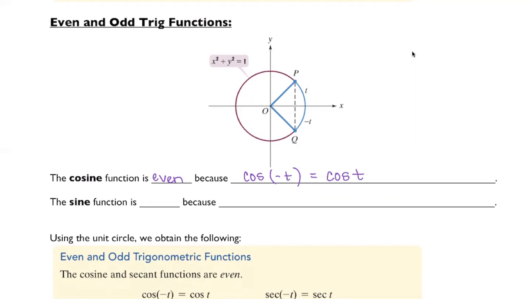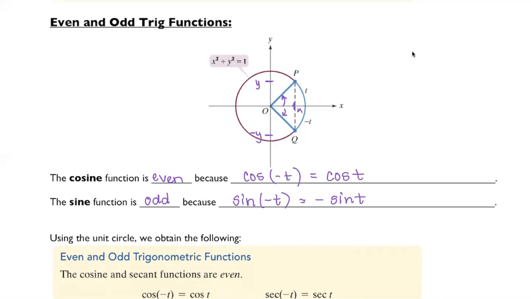Now, the cosine function is even because if I rotate positive t radians in this direction, I hit this x value right here. That is going to be the same x value if I rotate in the negative direction. So it doesn't matter, my x value is going to stay the same. Now the y value, I have a positive y here and I'm going to have a negative y down here. That makes the sine function odd because the sine of negative t is going to be the opposite of the sine of positive t. And so this is another thing that needs to go on a flashcard.